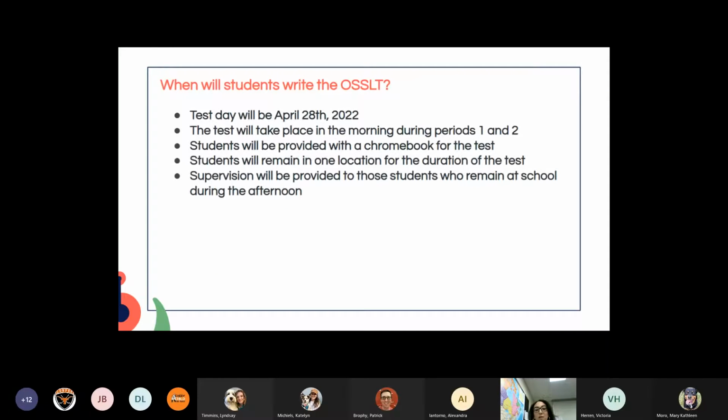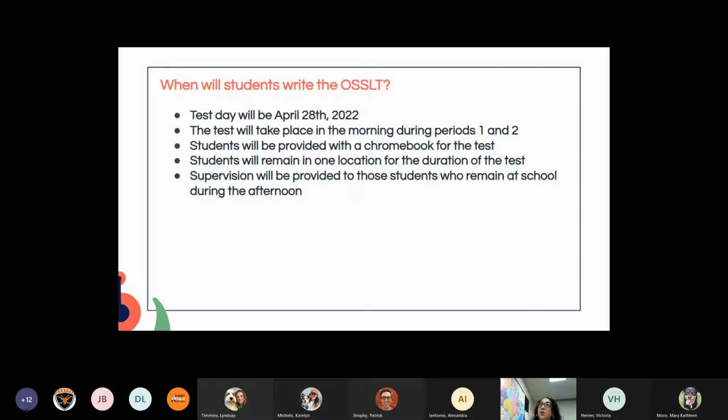You're going to write the test, as I mentioned, on April 28th. The test will take place in the morning during periods 1 and 2. But you are not going to move physically from your period 1 to your period 2 class. As the writers, you will be remaining in one place all morning to complete your test. And that is so there's no disruption. So we want you to be as successful as possible and give you an environment where you don't have to worry about moving. You're also going to be provided with a Chromebook for the test provided by the school.